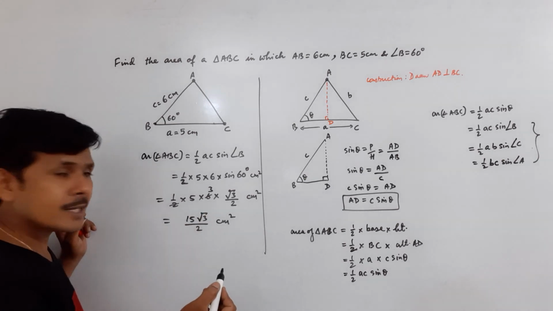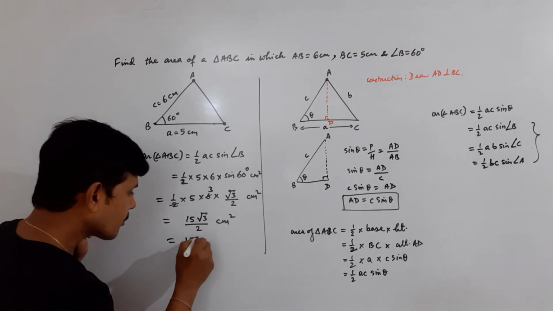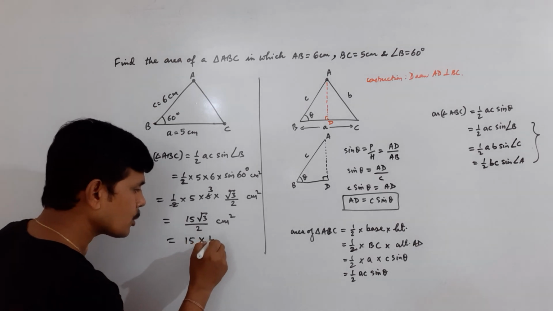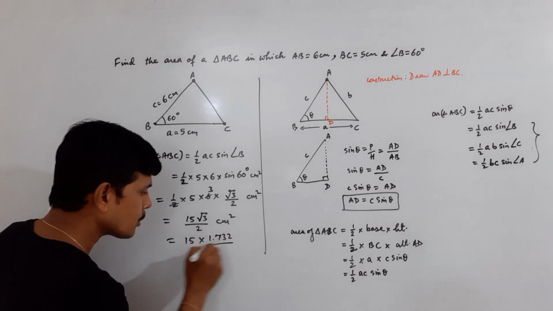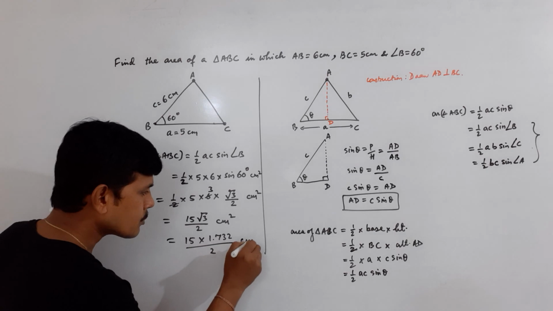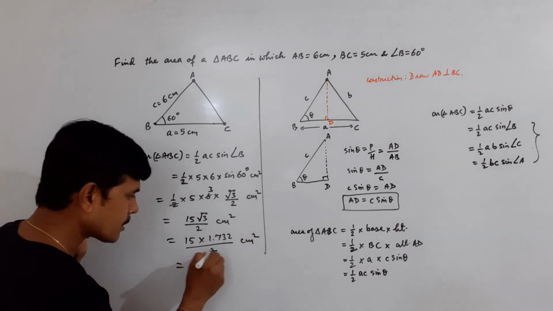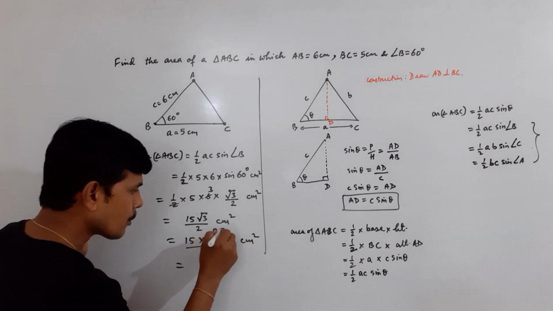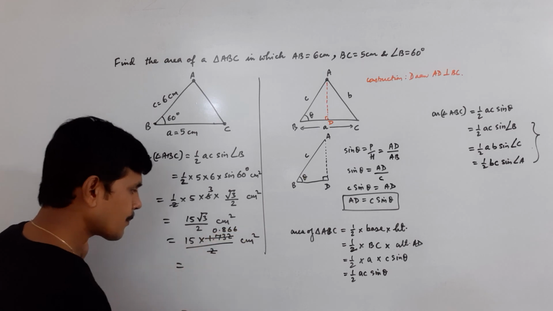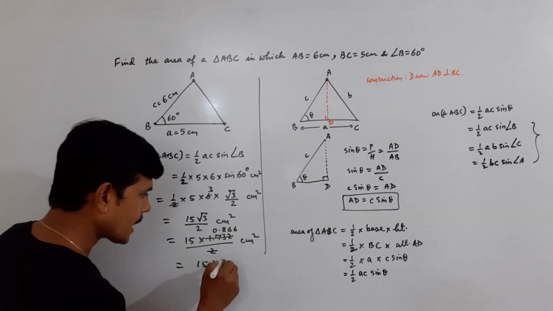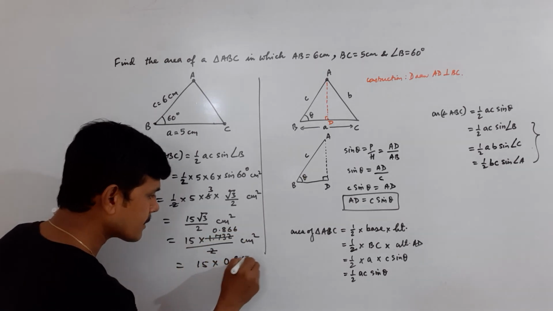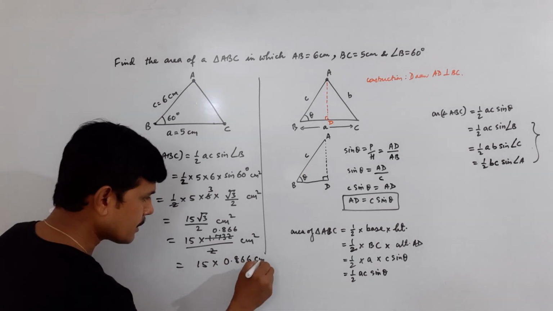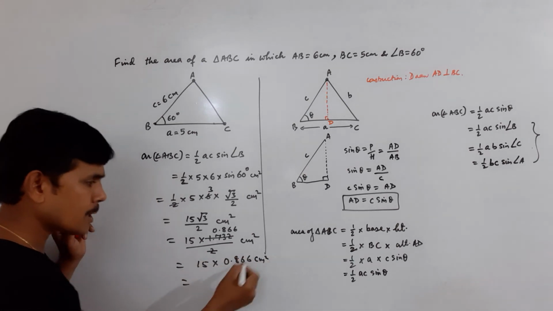Want to give the answer in decimal? You can give 15. In place of root 3 I am going to write 1.732 divided by 2 centimeter square. Let us divide it. See, 0.866. Now we are left with 15 times 0.866 centimeter square. You can also multiply it further.